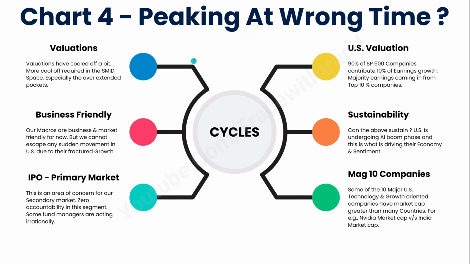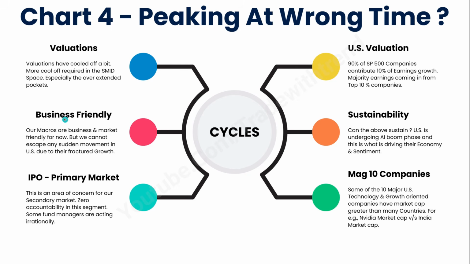This chart now reflects whether Indian macros are peaking at the wrong time. Now, what do I mean by this? There are three segments. This is for India, that is valuation, business friendly, and the IPO primary market. This is for the US market valuation, the sustainability of what is going on in the US, and the MAG 10 companies. If you come to the valuation part for India, valuations, yes, have cooled off a bit, but mostly in the large to mid cap space. I think in the mid space, a lot of pockets are still inflated. They need more time correction. And if you look at the small cap index or a micro cap index, you will see they're not moving as swiftly or even smoothly, like something like Nifty 50, Nifty 100, Nifty 200.